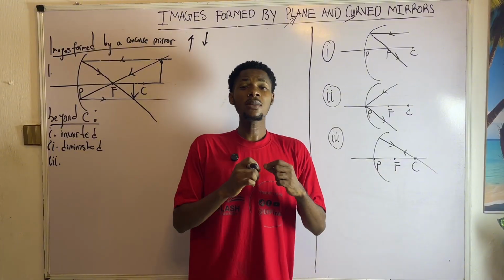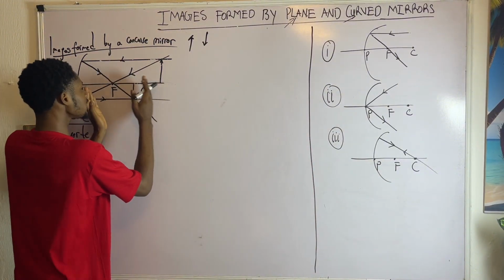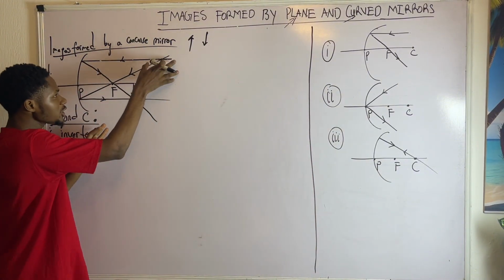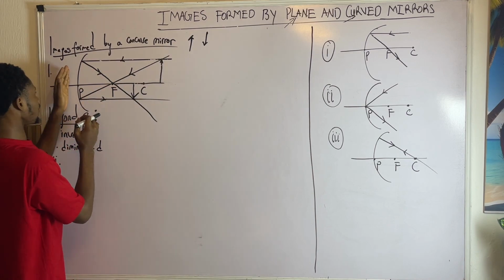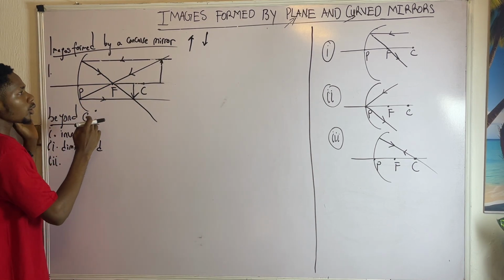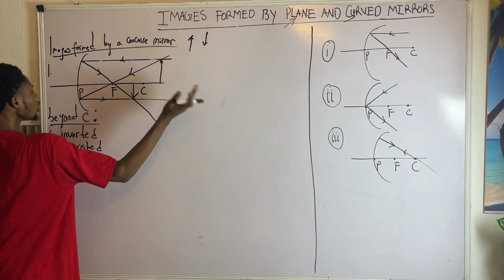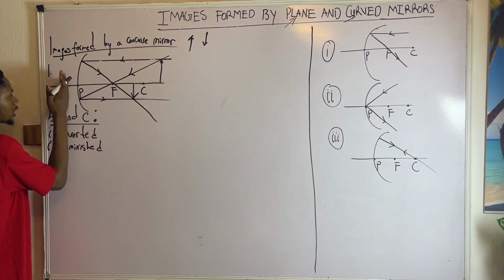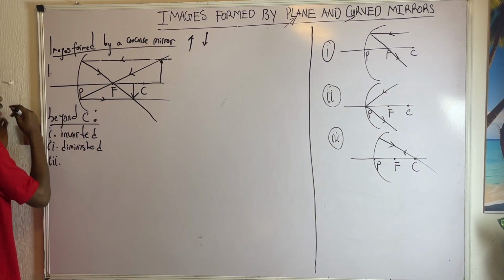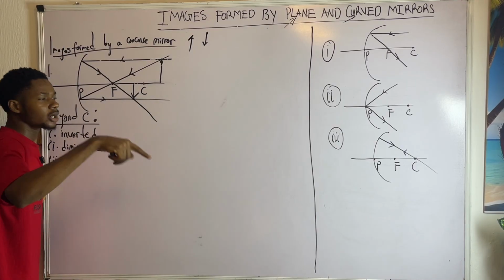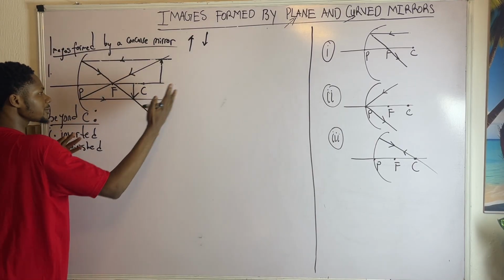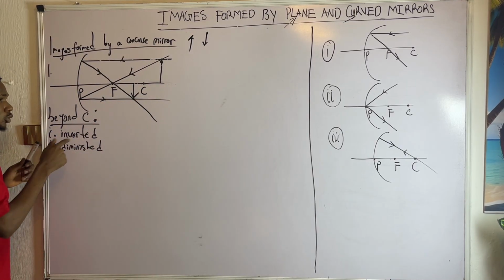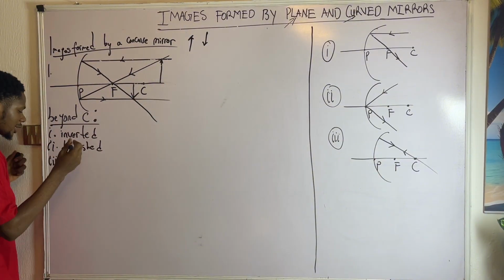Now, a real image is an image that is formed on the same side as the object. That is, this object is on the right side and there is an empty space on the left side. If the image formed is still on the right side, just like this one, we say it is real. If the image is on the other side, after the mirror, we say it is virtual. Take note, since this object is on this same side, and the image is on this same side, we can say the image is real.